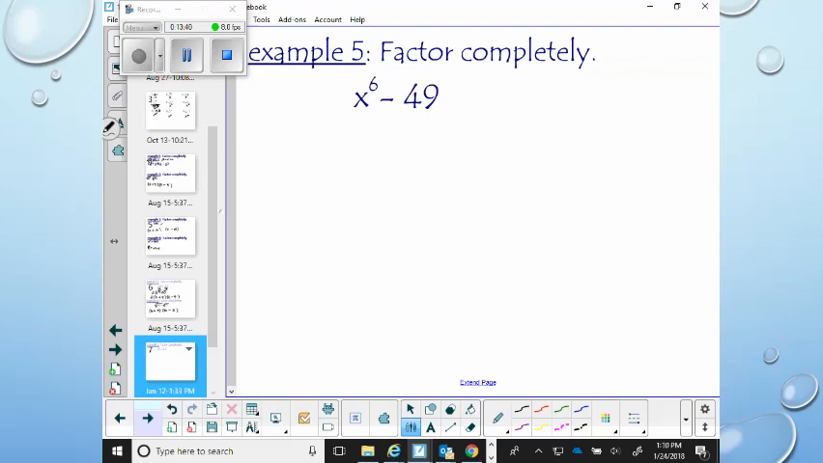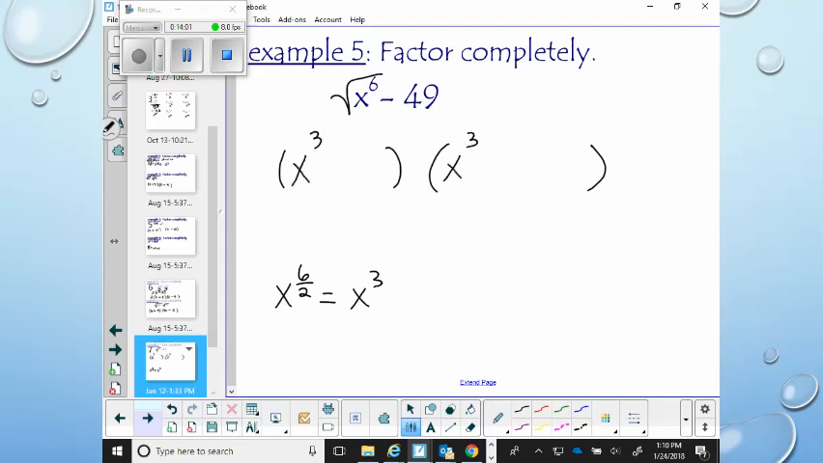Set up your parentheses. What's the square root of x to the 6th? Well, 6 divided by 2 is 3, so x to the 3rd, or x cubed. That goes here. That goes here. Oh, I forgot. Plus, minus. Now, what's the square root of 49? 7. Yep. Square root of 49 is 7. Goes here. Goes here.